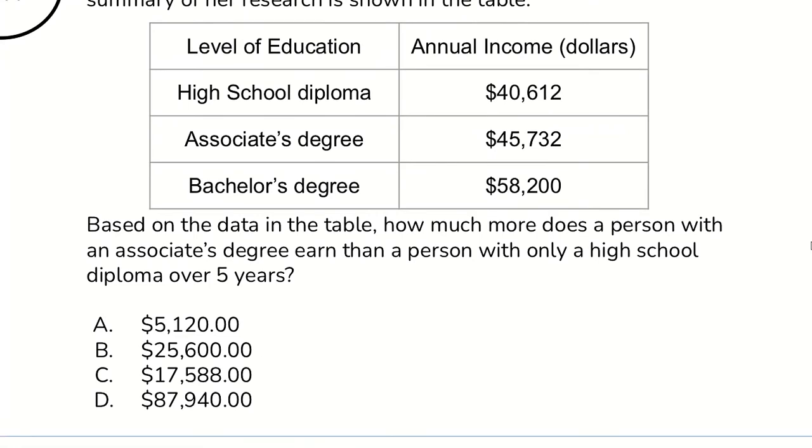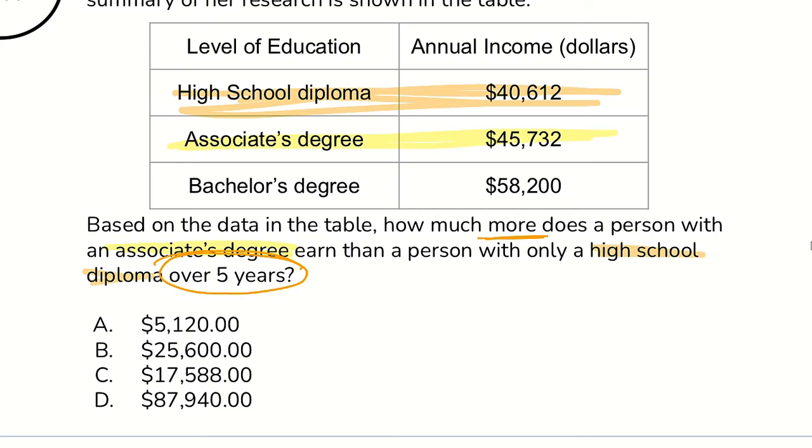So it says, based on the data in the table, how much more does a person with an associate's degree, so associate's degrees right here, make than a person with only a high school diploma? That's right here. And then it says this, over 5 years. So we're looking at not just 1 year, but 5 years. So there's 2 different ways you could go about this.